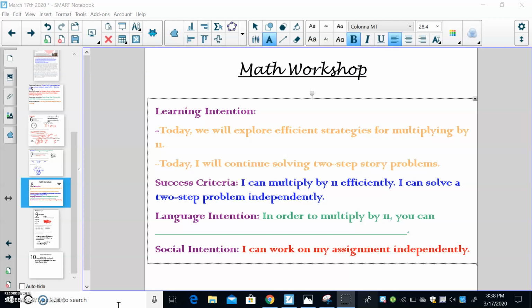Success criteria: by the end of the lesson I can multiply by 11 efficiently, and I can solve two-step problems independently. Your language intention: even though we're not in class to practice the language intention, you can still practice saying it out loud. You might say something like, in order to multiply by 11, I have to... And social intention: I can work on my assignment independently, even when no one is looking.